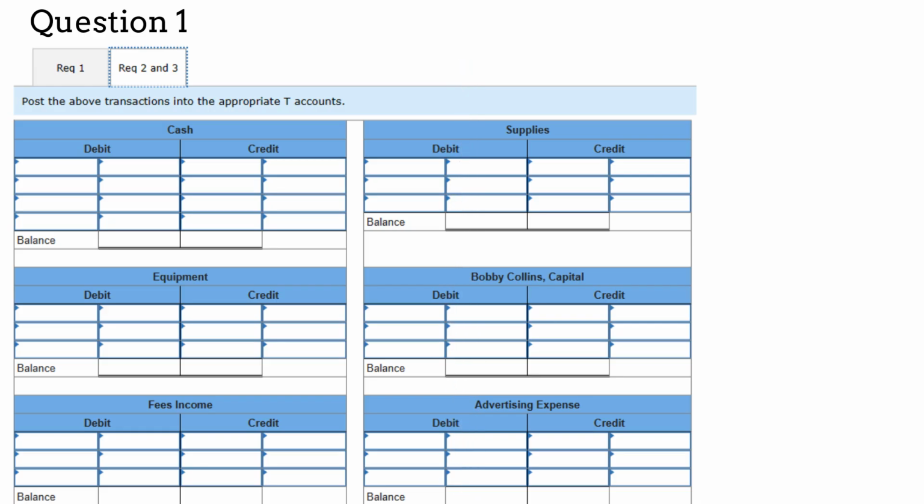For the second and third part of question 1, we need to enter the transactions into the T accounts. So, let's look again at the first transaction. For that first transaction, we debited cash and we credited Bobby Collins capital. So, let's debit the cash account by writing the transaction number 1 into the first column and then the amount in the second column. Next, we will move on to the capital account and write the credit transaction into that account by writing the amount of $82,000 into the third column and the transaction number into the last column.